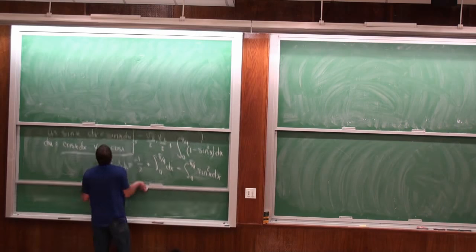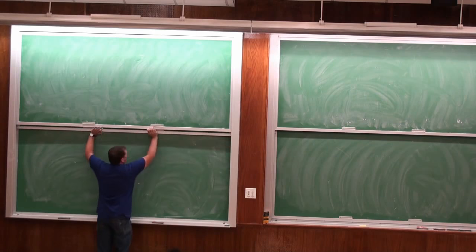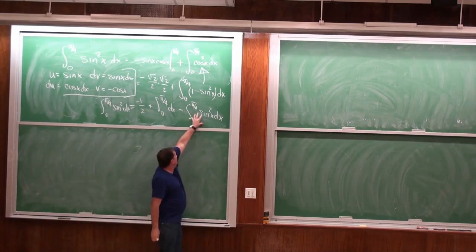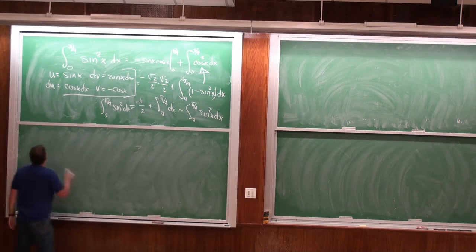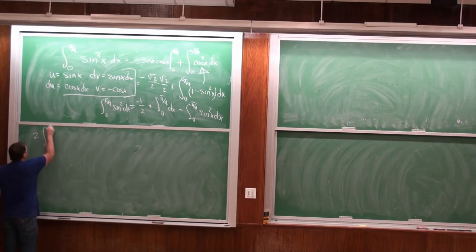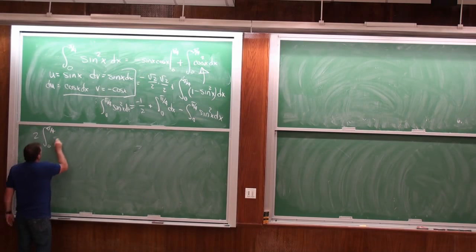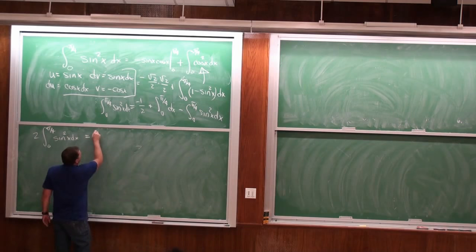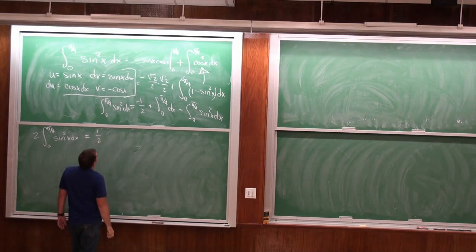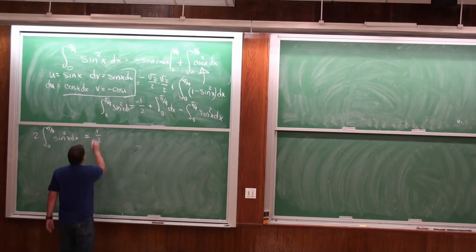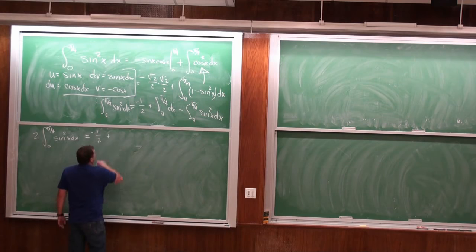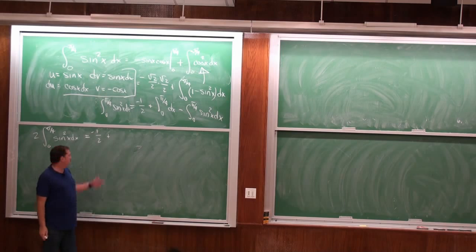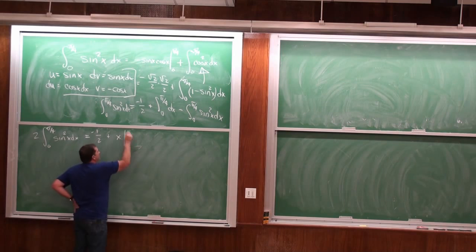So that means I can bring this and add it to this to get 2 times the integral from 0 to pi over 4 of the sine squared equal to negative a half plus, well, the integral from 0 to pi over 4 of dx is x from 0 to pi over 4.